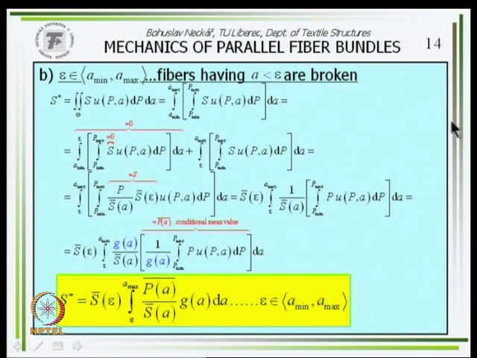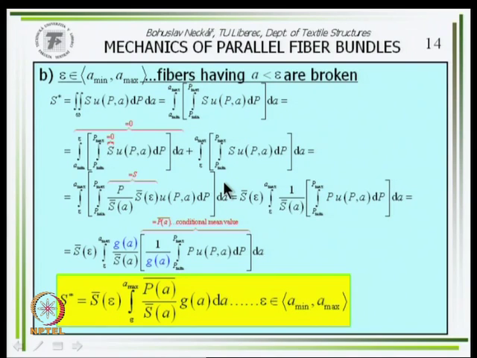Here is what the force S is in our first integral, this one. The lower limit is A min, the upper limit is epsilon. In this interval, all A are smaller than epsilon, so each fiber is broken. For S we need to use S equal 0. And because S equals 0, this whole integral must be equal 0.